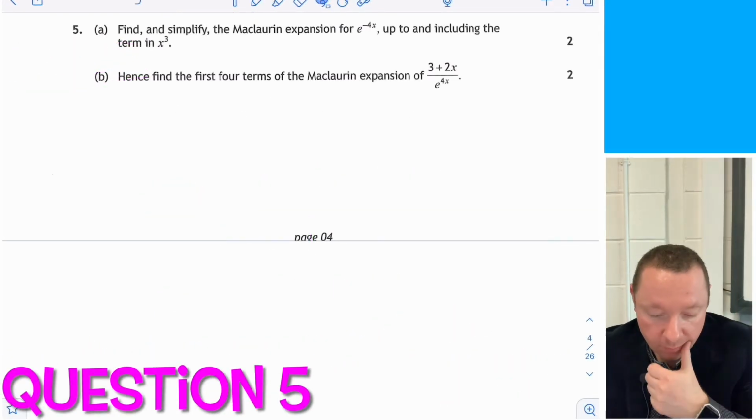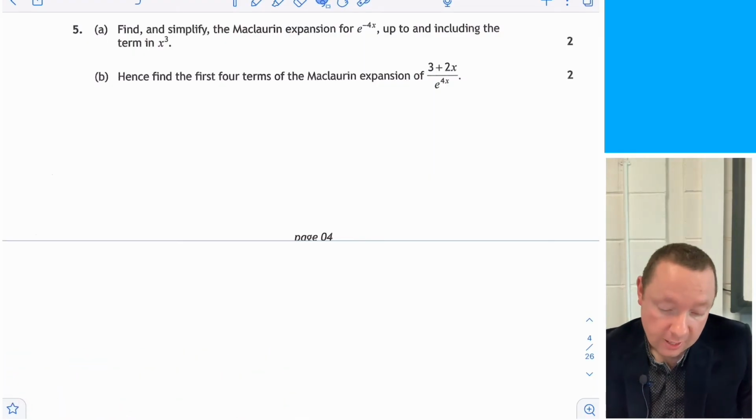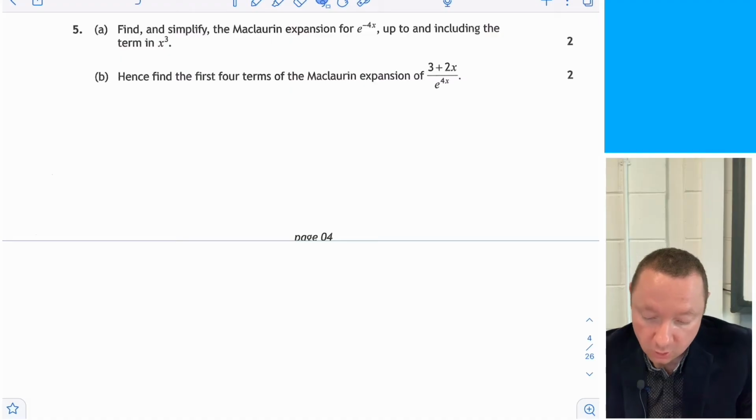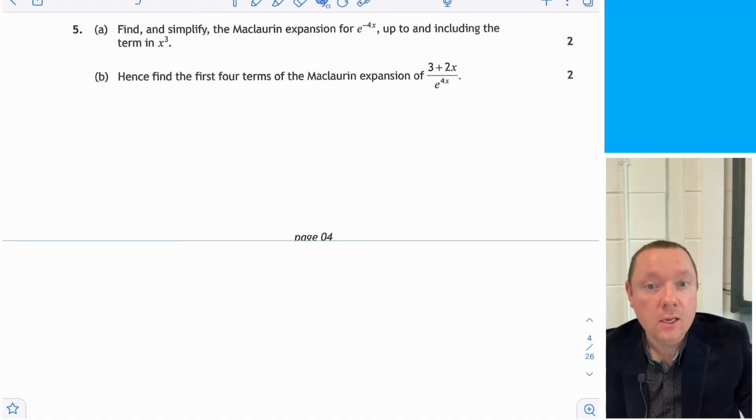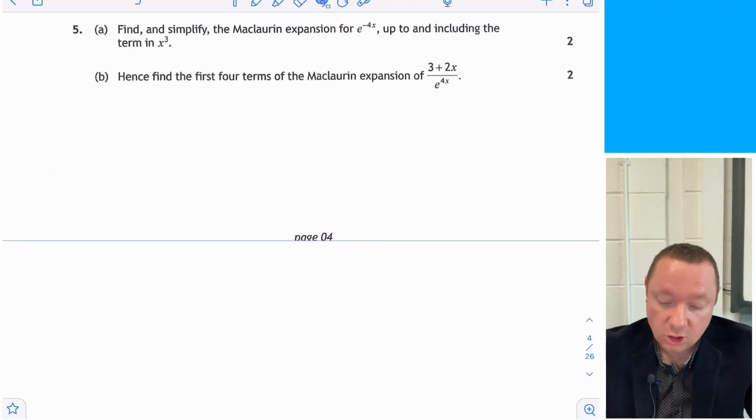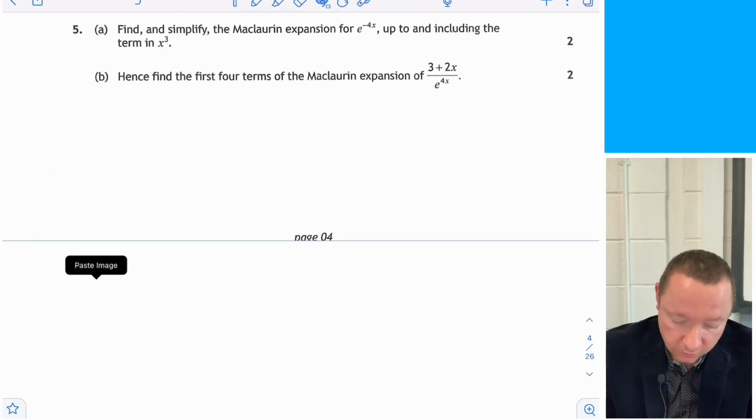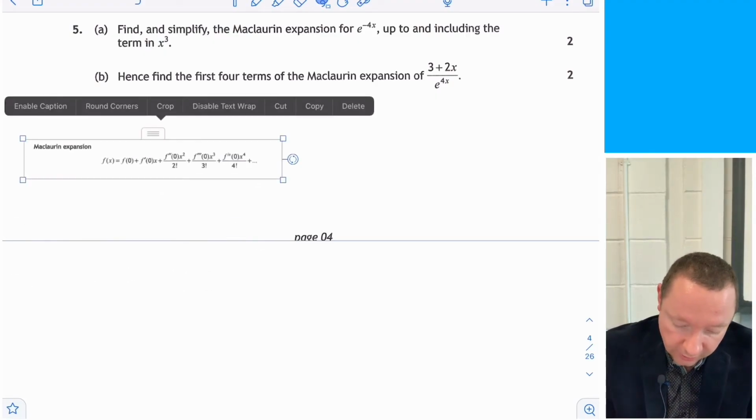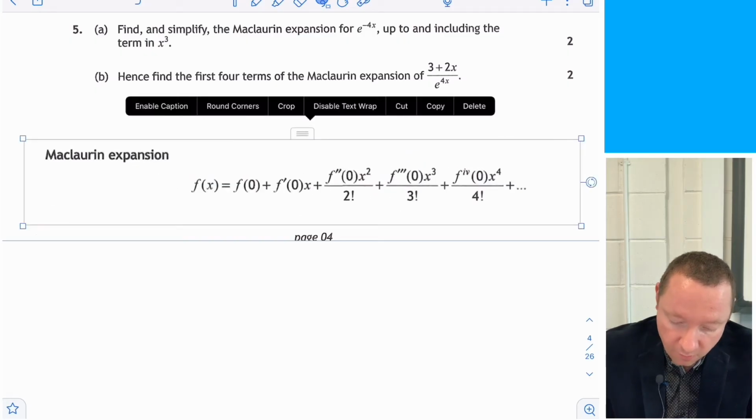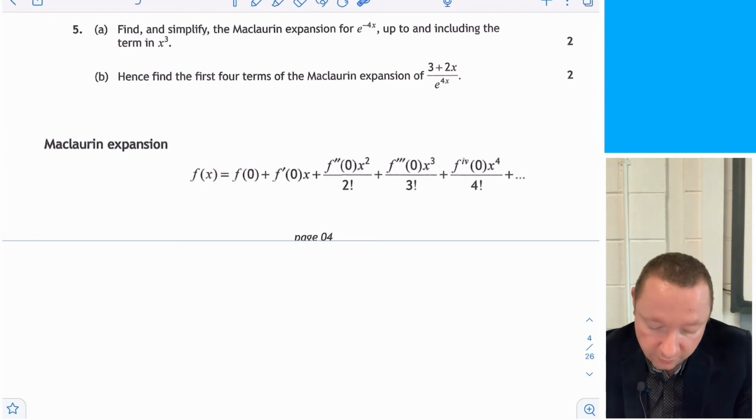Question 5. Find the simplified Maclaurin expansion for e to the minus 4x up to and including the term in x cubed, and then hence find the first 4 terms of the Maclaurin expansion of this function. Now, if you've memorised the standard power series for e to the x, then you can just jump straight in. Let's assume you haven't memorised that or forgotten it. You can still use the Maclaurin expansion, which is given at the start of the exam paper. So clearly from this expansion, we need to find f dash 0, the second derivative, third derivative, up to here.